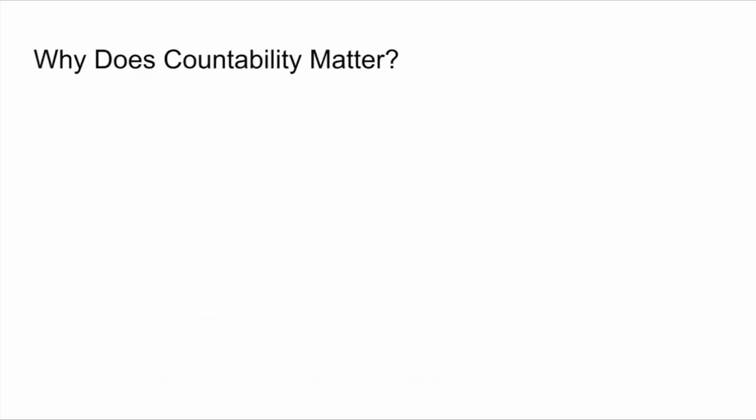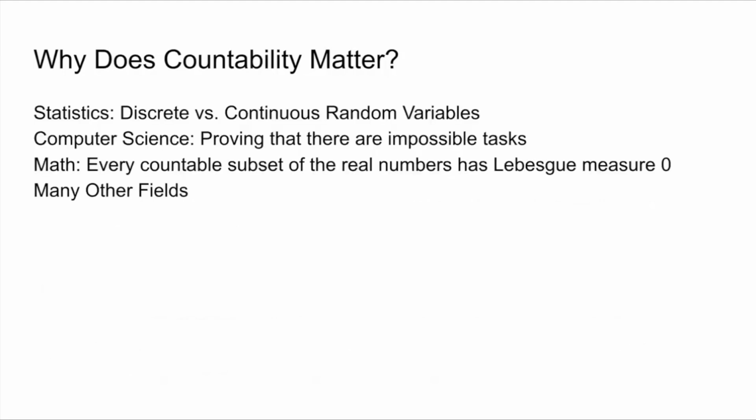So why does countability matter? It may seem like an abstract concept similar to complex numbers, but just like complex numbers, countability has a lot of practical applications. In one of my other clearly explained videos, I go over random variables and how to determine whether they're discrete or continuous. And discrete random variables can take on a countable set of possible values, while continuous random variables can take on an uncountable set of possible values. And determining whether a random variable is discrete or continuous is very useful in analyzing its behavior.